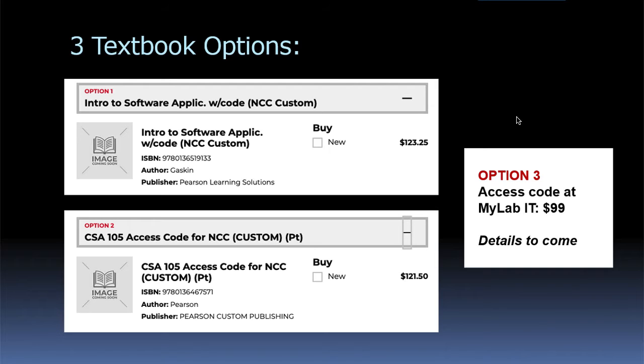Now, if you want to save some money, of course, I would go for option 3, which is not available at the bookstore, but I will tell you about it in the next class session. And that's just $99, which is pretty good. That's the one I would go for, but I'm not you. And if you need to go to the bookstore, those two options there. Again, the top one is the one I would go for.